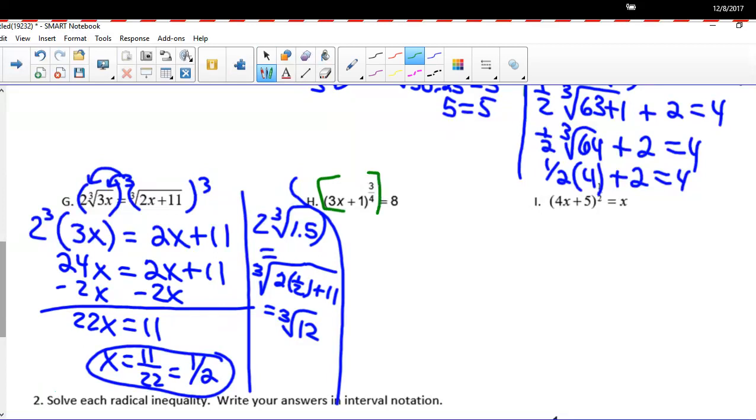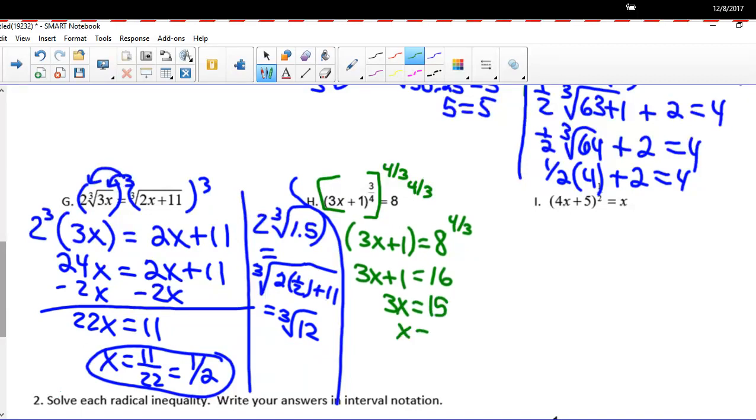All right, on H, we need to remember when we have a fractional exponent that you need to raise both sides to the reciprocal power, not multiply by that number. So 3/4 and 4/3 are going to cancel. Left side is 3x plus 1. On the right side, you are doing 8 and you are raising it to the 4/3. So you're using your calculator to do so. When you do that, you get 16. 3x is 15, so x is 5. When you substitute it back in, it does check. You're wanting 3 times 5 plus 1 to the 3/4. Well, that's 16 to the 3/4, and that is equal to 8.